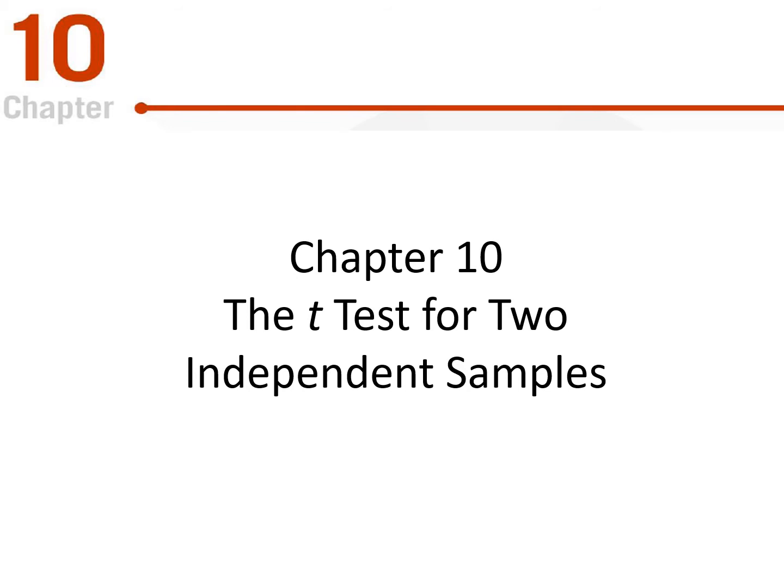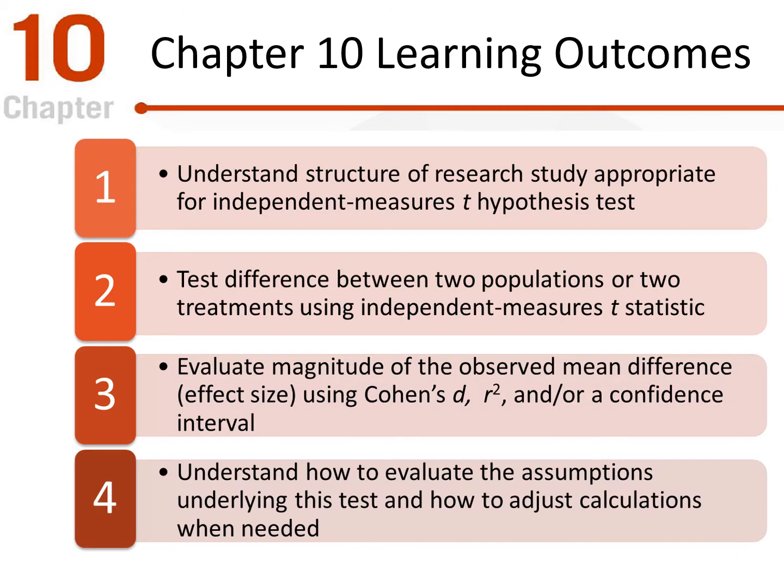This week we're going to be talking about the t-test for two independent samples, which is a logical extension of what we did previously, which was the t-test for one sample. Some of the learning outcomes for this chapter include understanding the structure of the research study. So when is it appropriate to use an independent measures t-test?